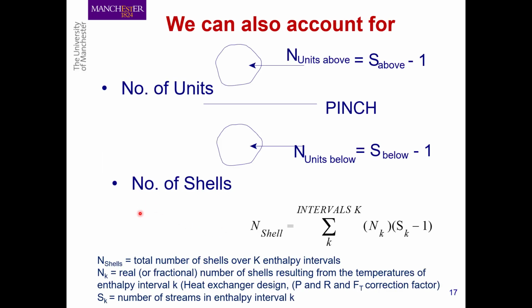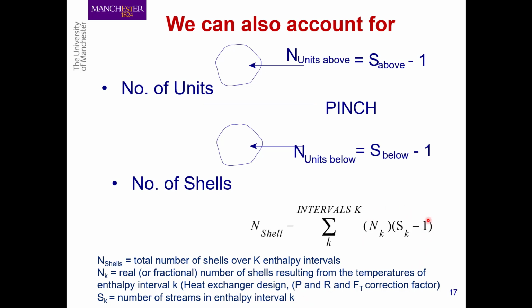Using the same logic, we can also calculate the number of shells. The number of shells we can calculate based on this equation here. N shell is the total number of shells in your enthalpy interval k, and nk is the number of shells that you calculated based on the number of units. This nk comes from the design of the shell and tube heat exchanger, where you look at different parameters like P, R, and FT. If your FT is very low, then sometimes you like to go from one shell to two shells to distribute the load. And Sk is the number of streams in the enthalpy interval k.